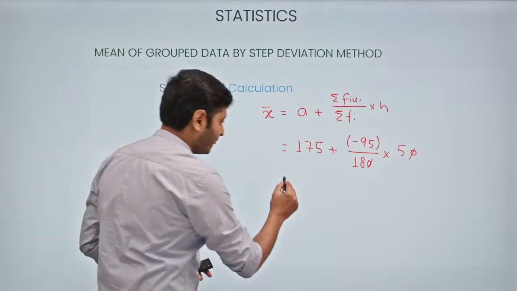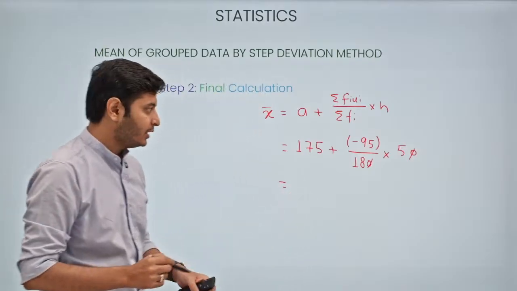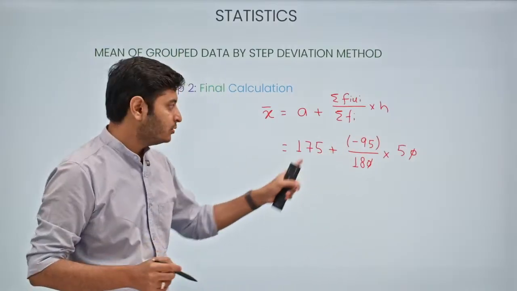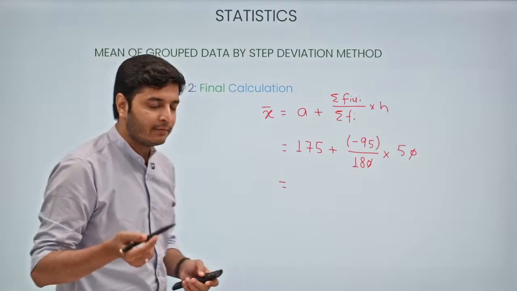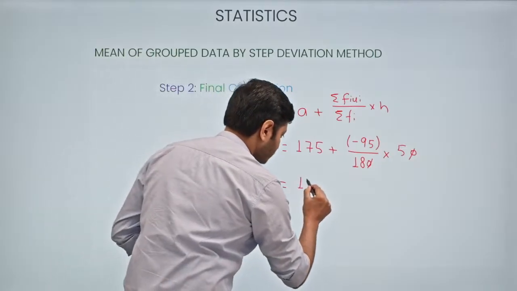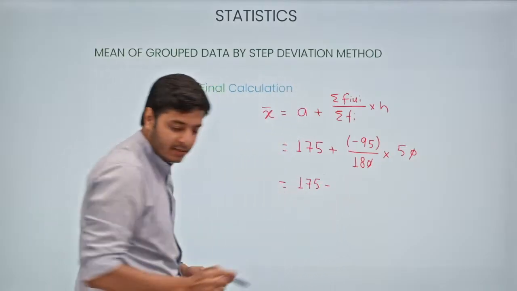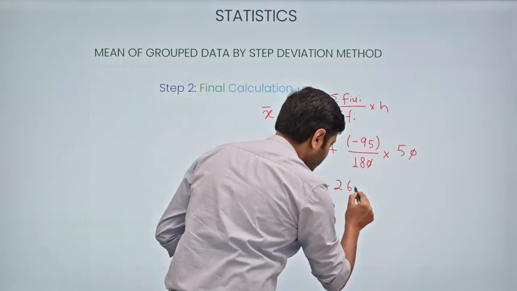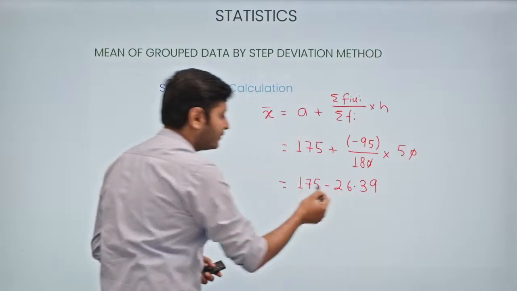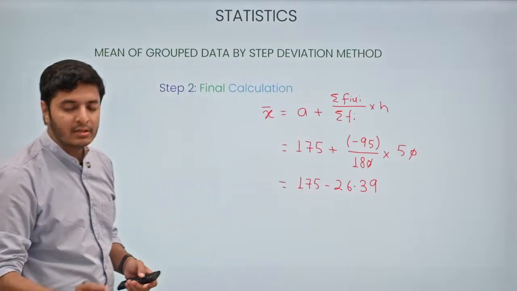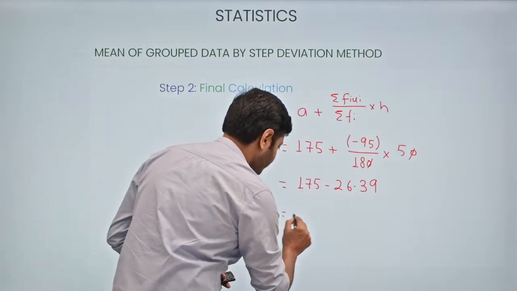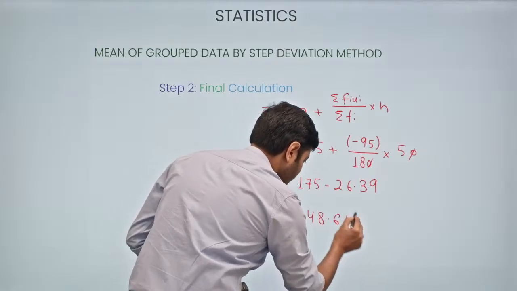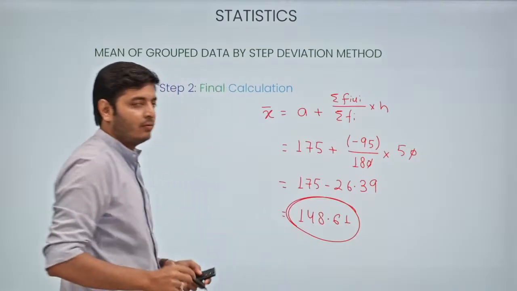26.39, minus 26.39, because there is a negative sign and we are going to follow the sign rules. One positive, one negative is going to give me negative. So 175 minus this value, 26.39. After subtracting them, we are left with 148.61. So this is your mean now.